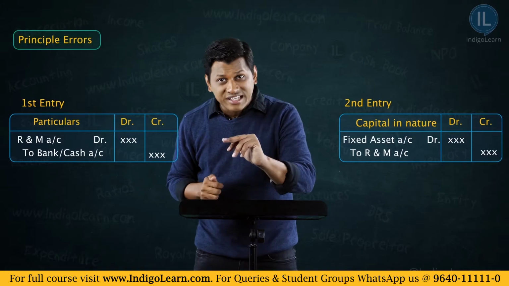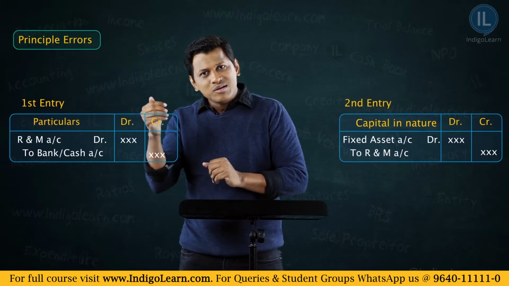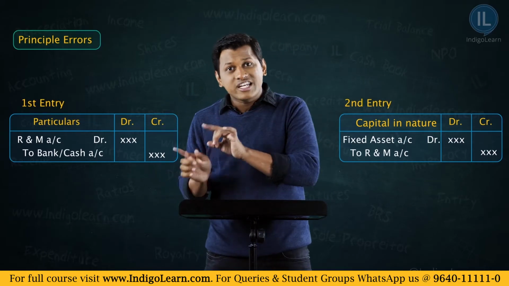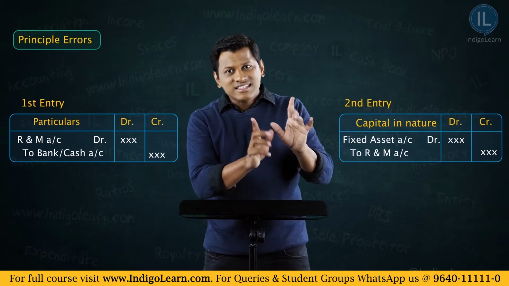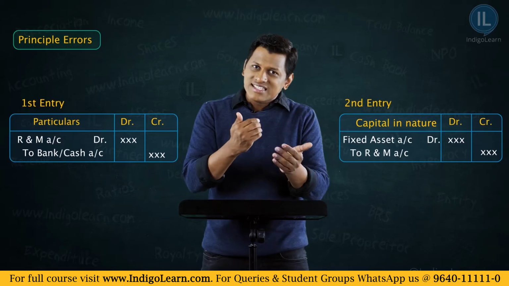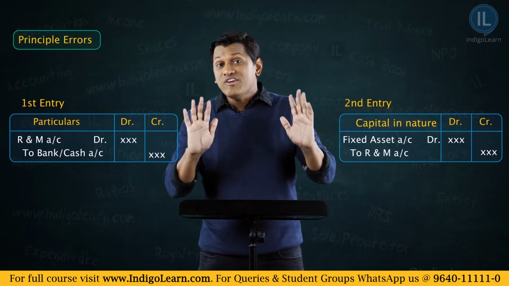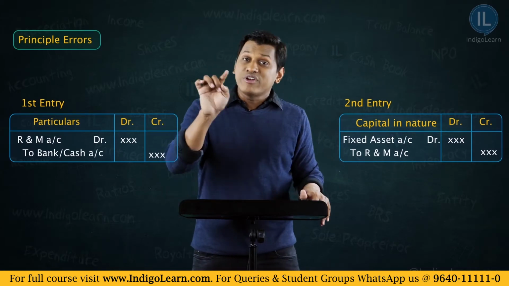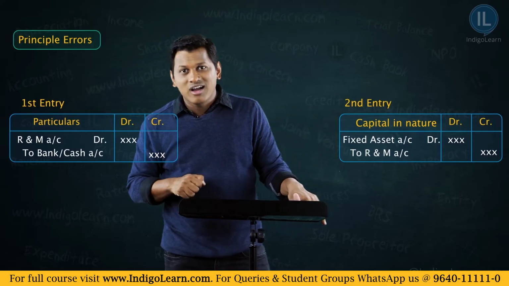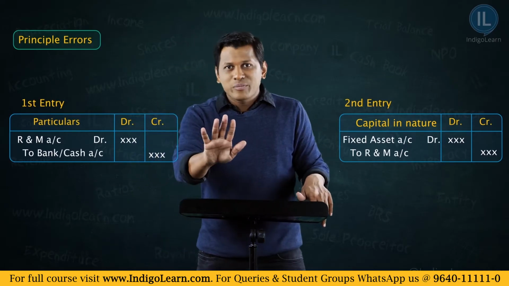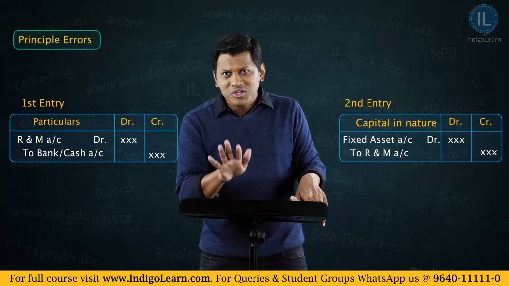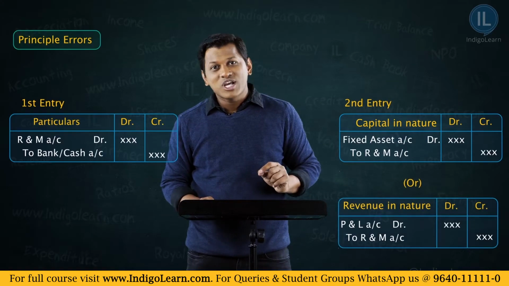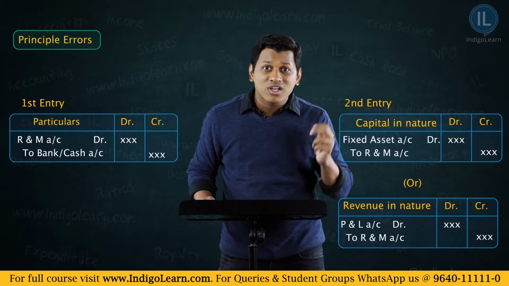Now friends, what was the first entry? First entry I said repairs and maintenance to cash, correct? Now the next entry, if that item should have gone into fixed asset, should have been fixed asset to repairs and maintenance. If repairs and maintenance are of capital nature, you should have transferred it to fixed asset. If repairs and maintenance are of revenue nature, then what would you do? Normally, most repairs and maintenance are generally of revenue nature. So what would you do with those? You will transfer them to profit and loss account. So when you transfer them to profit and loss account, what would the entry be?